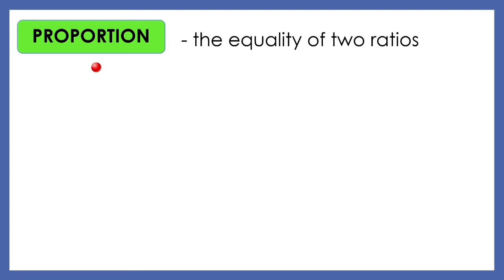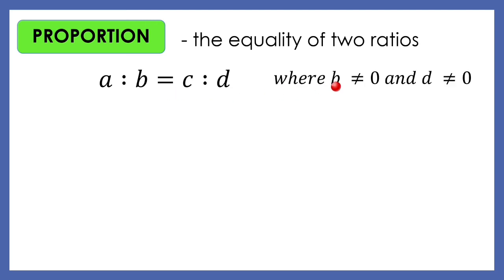Proportion is the equality of two ratios. So, we have two ratios in a proportion. The equality of two ratios, A is to B and C is to D, form the so-called proportion. Here we have the ratios A is to B and C is to D. Their equality shows a proportion. In a proportion, B is not equal to 0 and D is not equal to 0, so that our proportion will not be undefined.